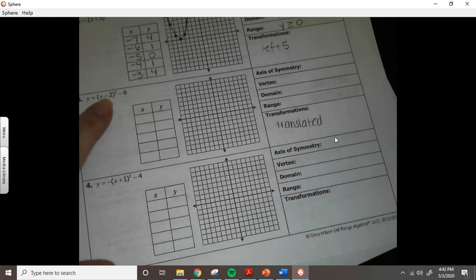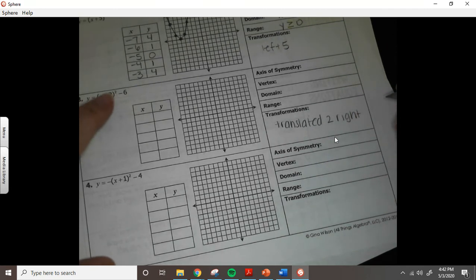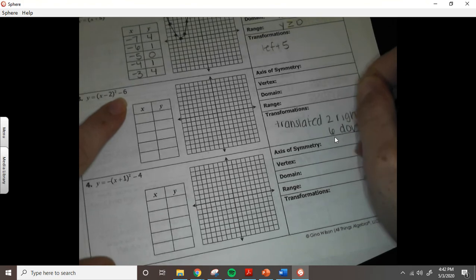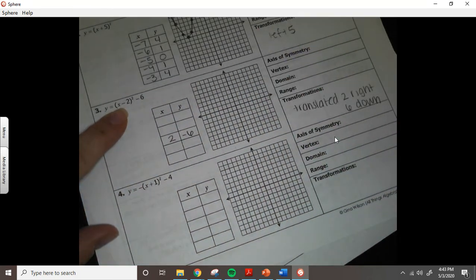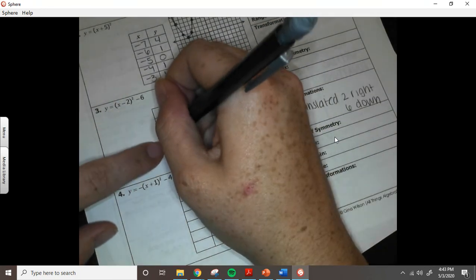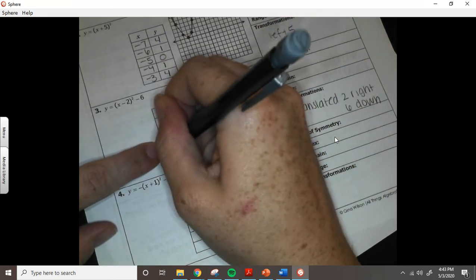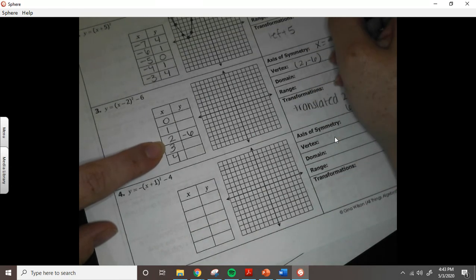Again, translate means shift, so it's translated 2 to the right, because remember, when it's minus on the inside, it's going positive, and 6 down. Let's double check if we're correct. So I know my vertex is going to be 2, negative 6. And if we fill in 2 to the left of that is going to be 1 and 0, 3, 4. My vertex is 2, negative 6. Axis of symmetry, x equals 2.